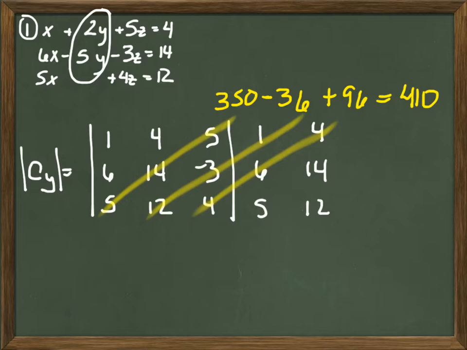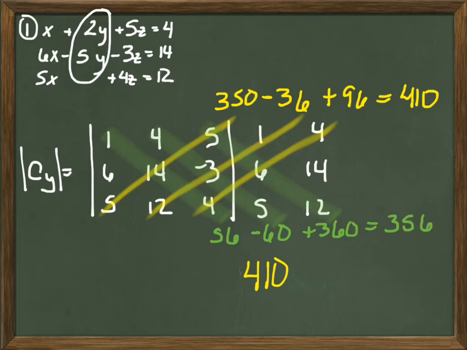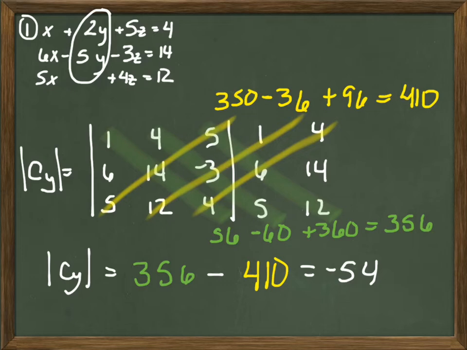Now we're going to do our down diagonals. And let's mark that down before I keep going. And so my first down diagonal is here. And that first one is going to give me a positive 56 when I multiply it. The next one is going to be a negative 60. And the third is going to give me a positive 360. When I combine those by adding or subtracting based upon their sign, I get positive 356. So my downs are a positive 356 minus my ups, which is a 410, which gives me a total of negative 54. So the determinant of the C of Y is negative 54.